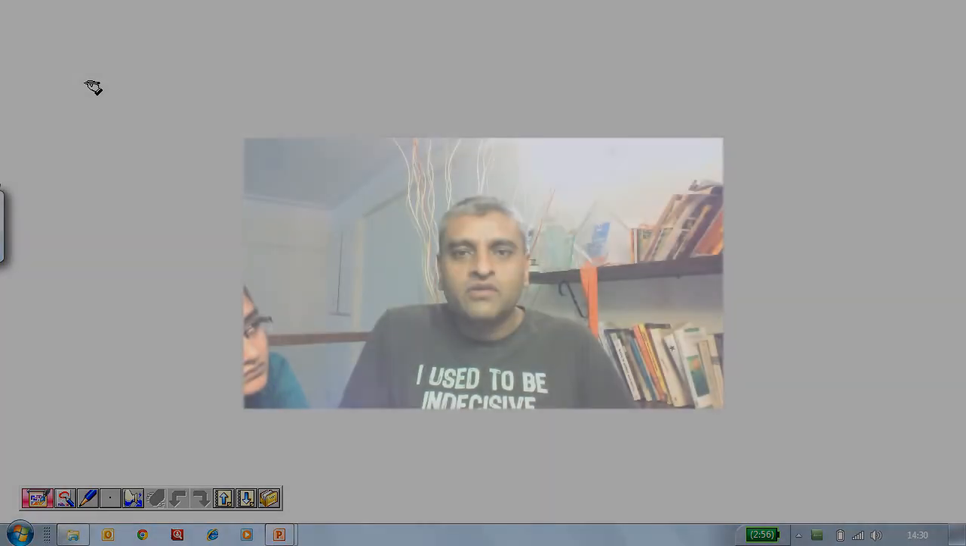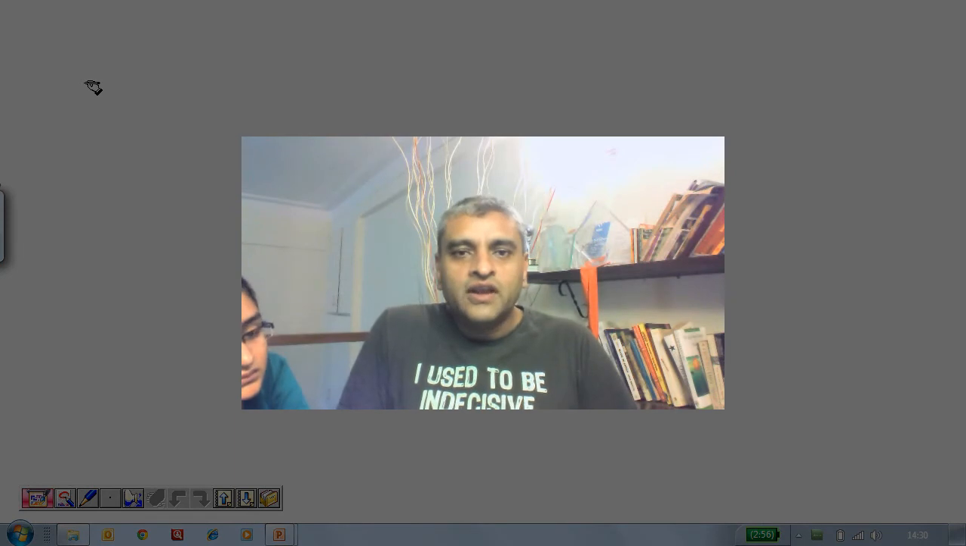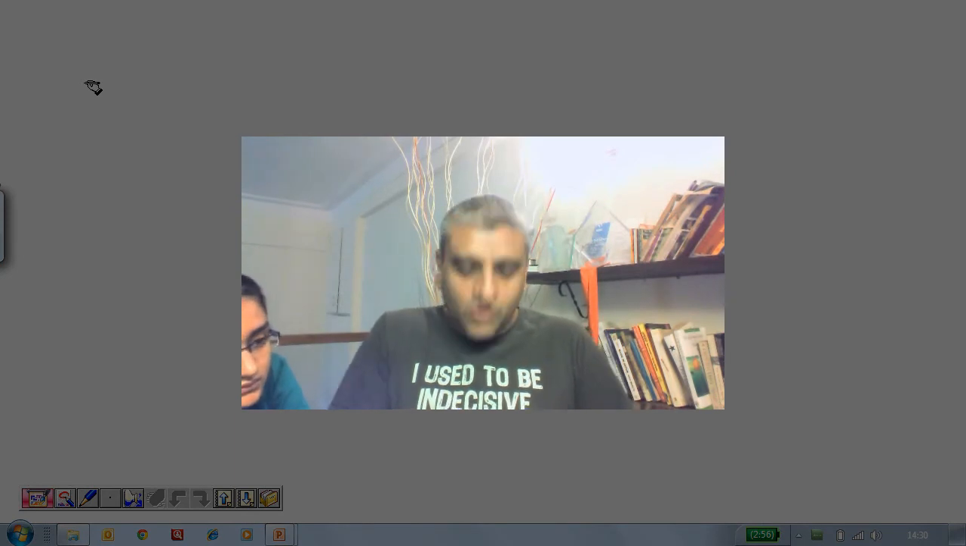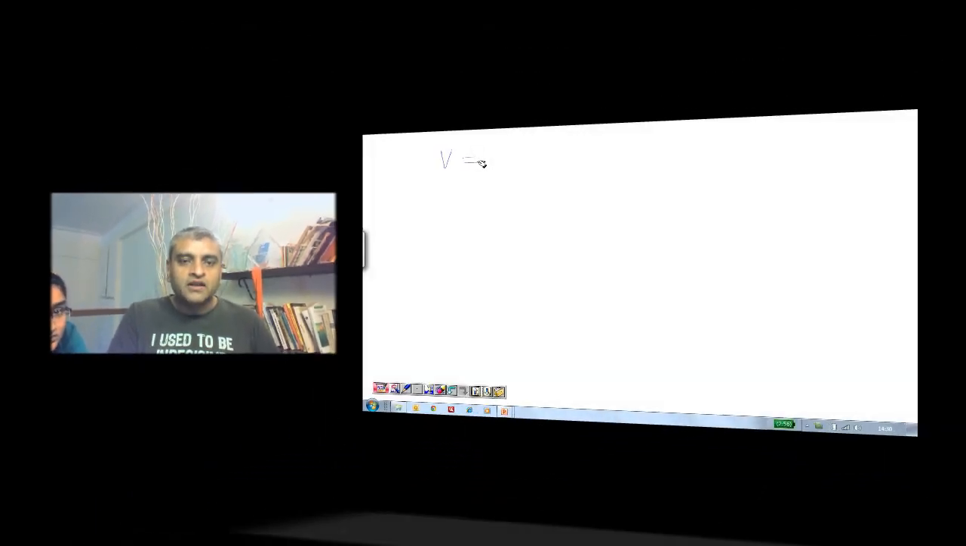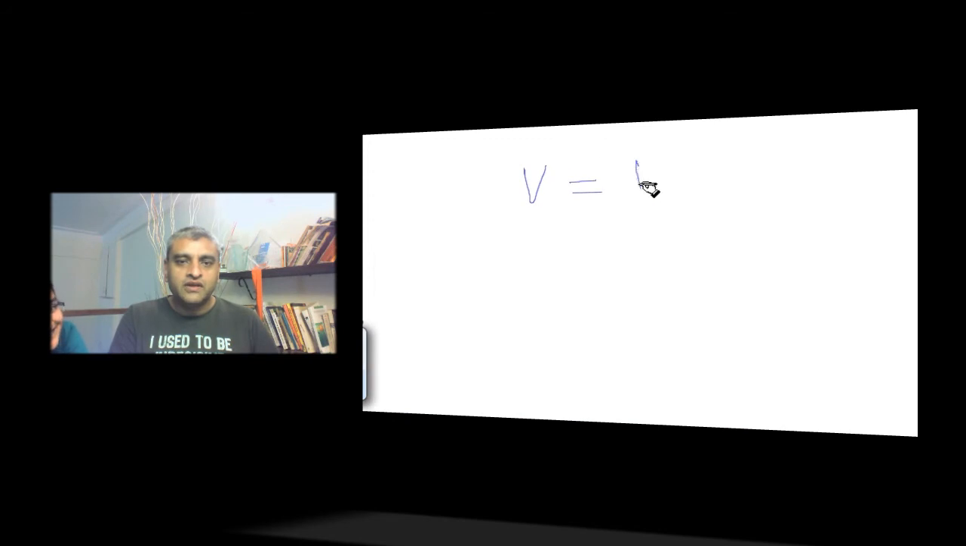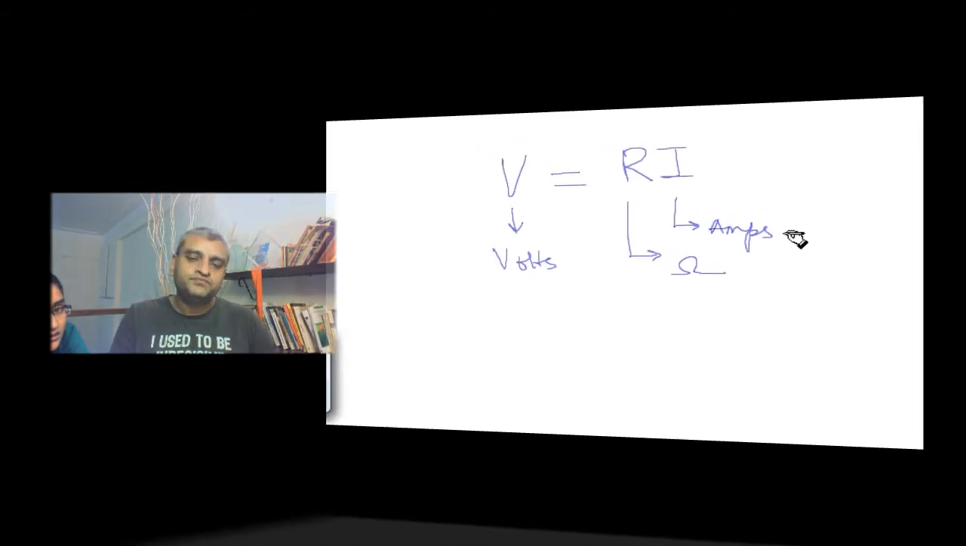A few extensions to the fundamental Ohm's law. Let us do a quick recap of what Ohm's law was all about. Ohm's law says that the voltage across a circuit is equal to the resistance of the circuit multiplied by the current. V is measured in volts, R is measured in ohms, and I is measured in amps or amperes.